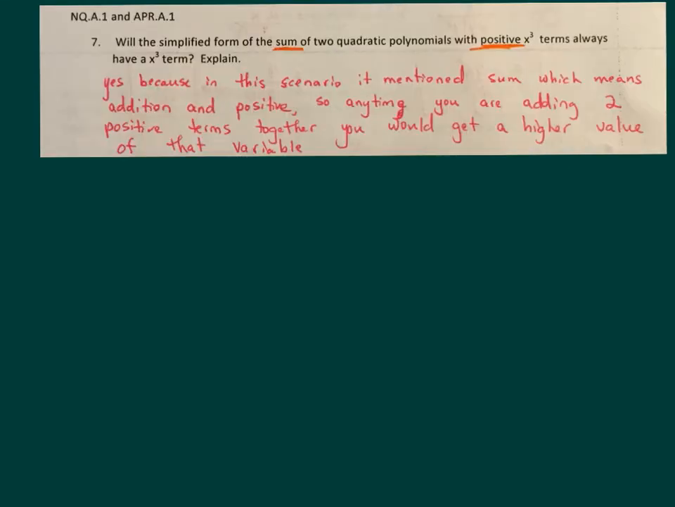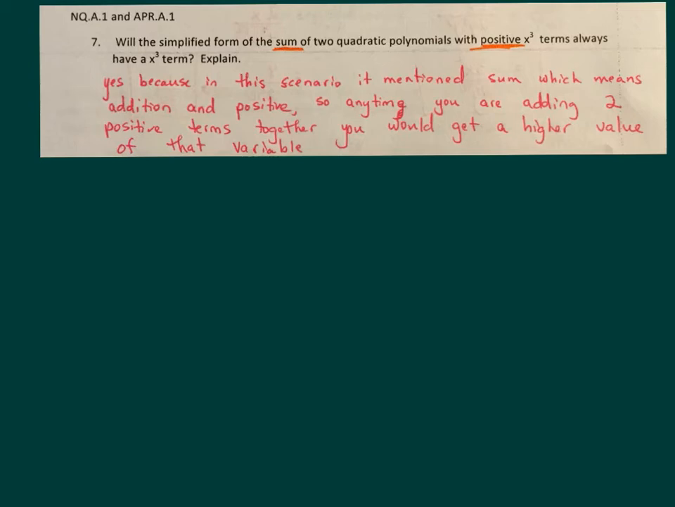Question number 7: Will the simplified form of the sum of two quadratic polynomials with positive x cubed terms always have an x cubed term? Explain. So when I was reading this question, as you see, I underlined two things. I underlined the word sum, and I underlined the word positive.